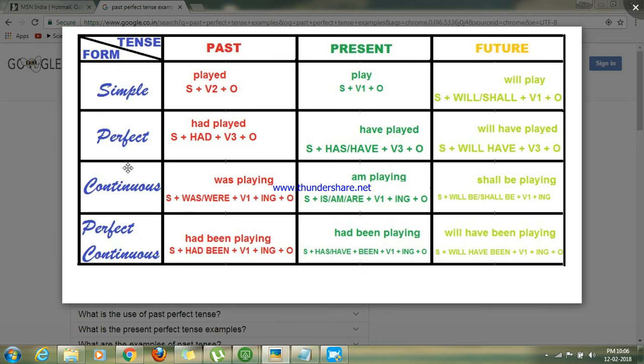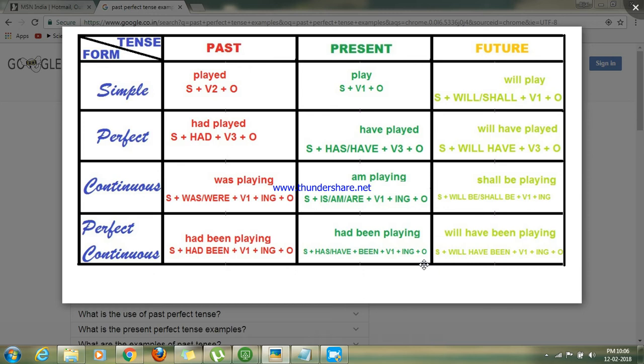A trick to remember continuous tense is ing. V1 plus ing. So everything that has ing is continuous. So if in your exams you're asked to convert a simple verb into continuous, remember there will be ing. Now, perfect continuous. When you see this perfect continuous combination, all you have to do is use the word been. So for past tense, it will be had been, obviously, because had means past. Has, have is present, so has been playing, have been playing. And for future, it will be will have been or shall have been playing.